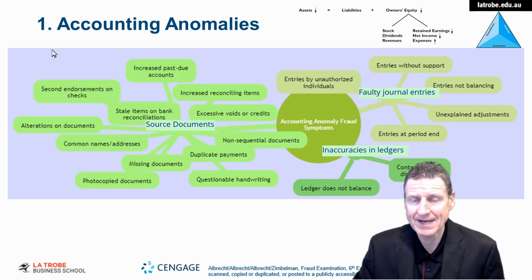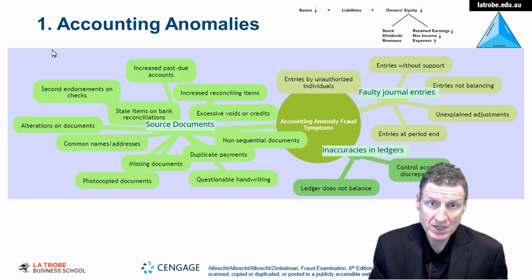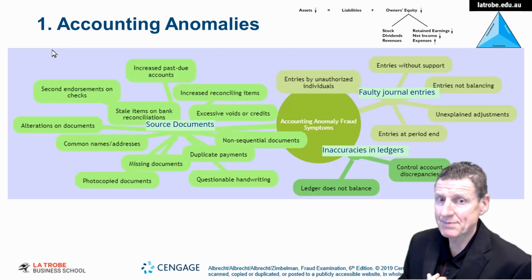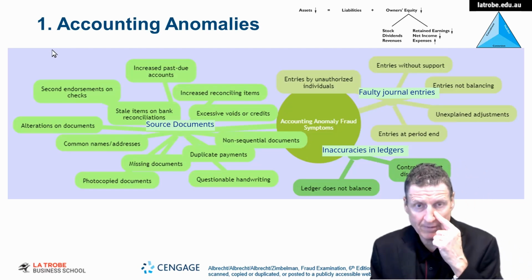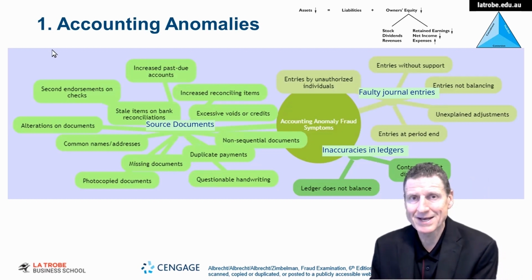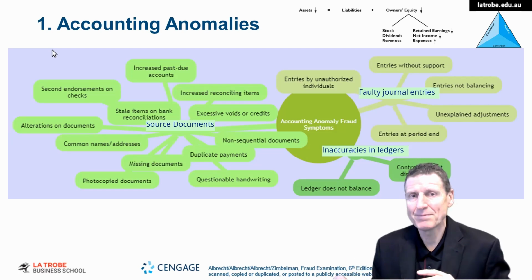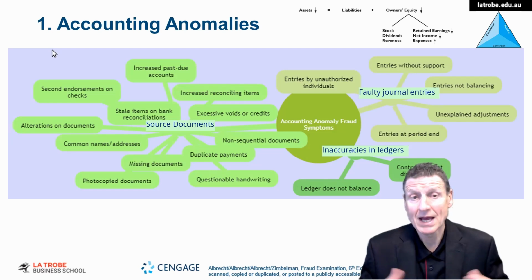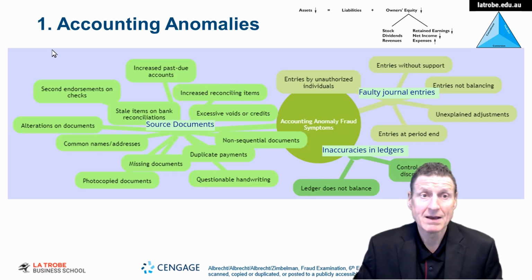Inaccuracy in ledgers, again, this can be an error or deliberate fraud, right? So control account discrepancies, okay, where a particular control account of all accounts receivable doesn't balance with all the customers that owe you money, or accounts payable don't balance with all the claims that suppliers have on you. You've got to have that reconciliation, or the ledger doesn't balance. Parts of the ledger do not balance. Source documents is another symptom. And any of these could be symptoms of an accounting anomaly.